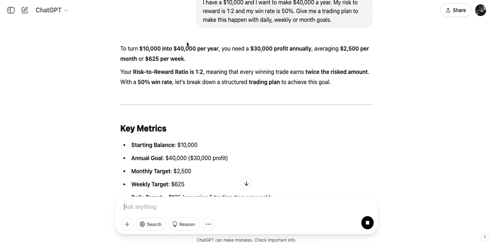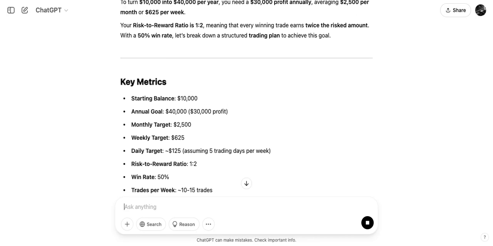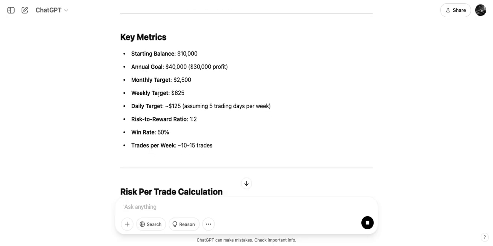If you've got a 10 grand account and want to make 40 grand a year, obviously you need to profit 30 grand off of that. Let's see, so it's 2,500 a month or $625 a week. I could have done daily goals as well, but whatever. So 625 a week.